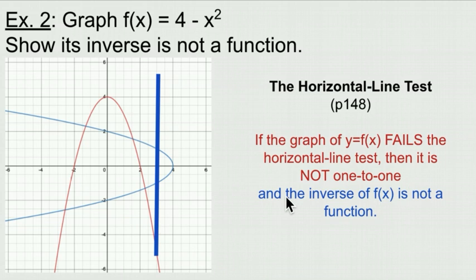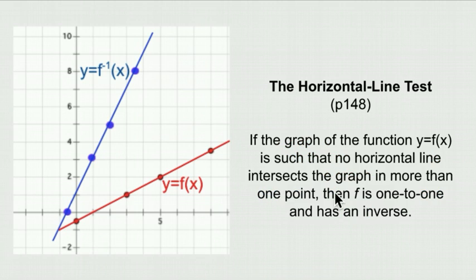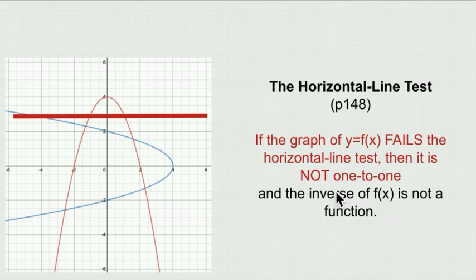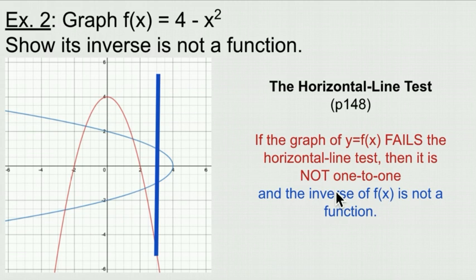I don't care how you write the horizontal line test into your notes, in whatever way makes the most sense to you. You don't have to write it exactly the way it's stated in the book right here, but just make some kind of note that the horizontal line test of a function implies that the vertical line test will fail on the inverse, and it's not a function. Our book will tell you that if a function is not one-to-one, then the inverse does not exist.